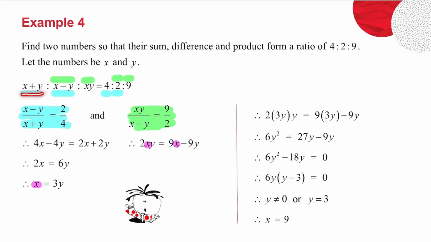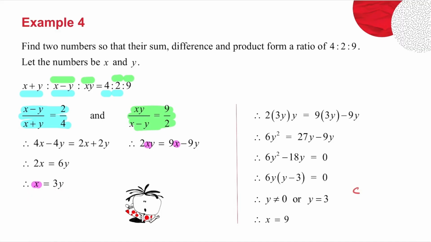x plus y, 0 plus 0 is 0. 0 minus 0 is 0. 0 times 0 is 0. That's not in the ratio 4 to 2 to 9. So y cannot be equal to 0. The only answer I can have is y is equal to 3. And if y is equal to 3, then x must be equal to 9.